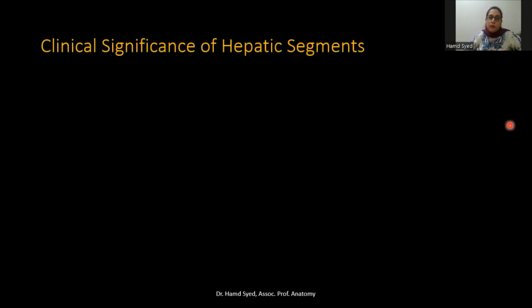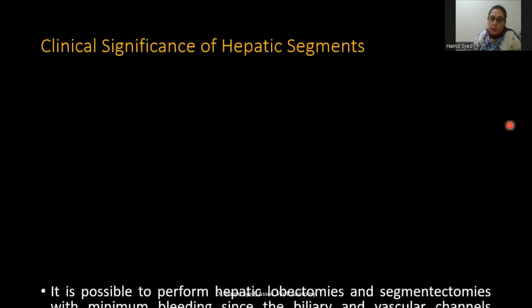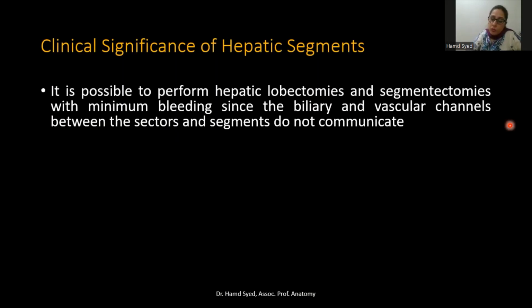Now, what is the clinical significance of hepatic segments? The clinical significance is that it is possible to remove one lobe of the liver and even a particular segment, only a certain segment of the liver, which is known as lobectomy or the segmentectomy, respectively, with minimum bleeding, because the biliary and the vascular channels which are present between the sectors and segments, they do not communicate. So it facilitates the removal of a specific segment. But why would a surgeon want to remove a segment?